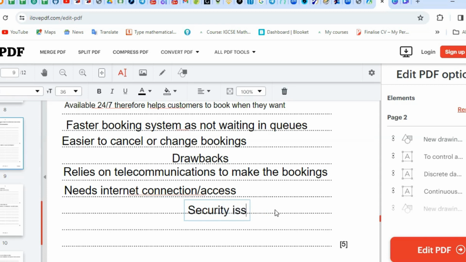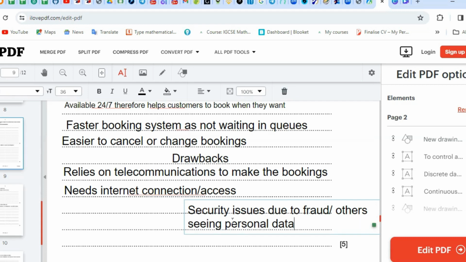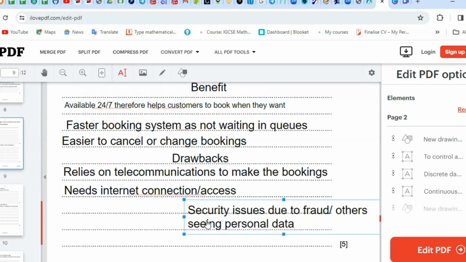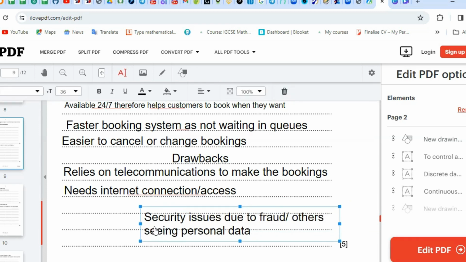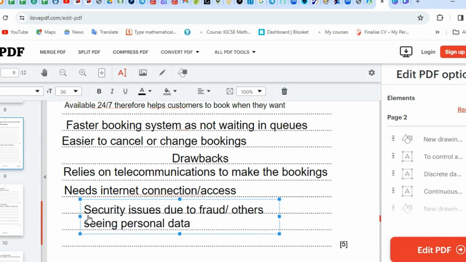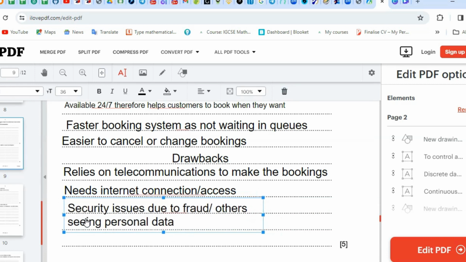Security issues due to fraud or others seeing personal data. That's a drawback to using online booking. Another one is, I'm not going to write this one again. These are the three I'm going to write for us.